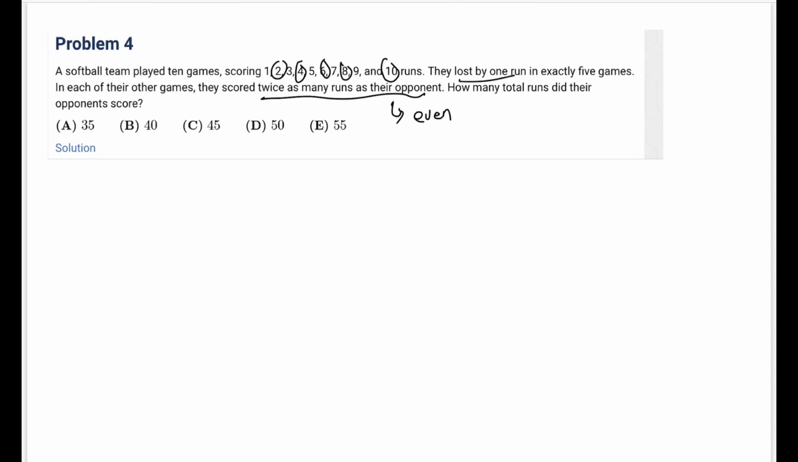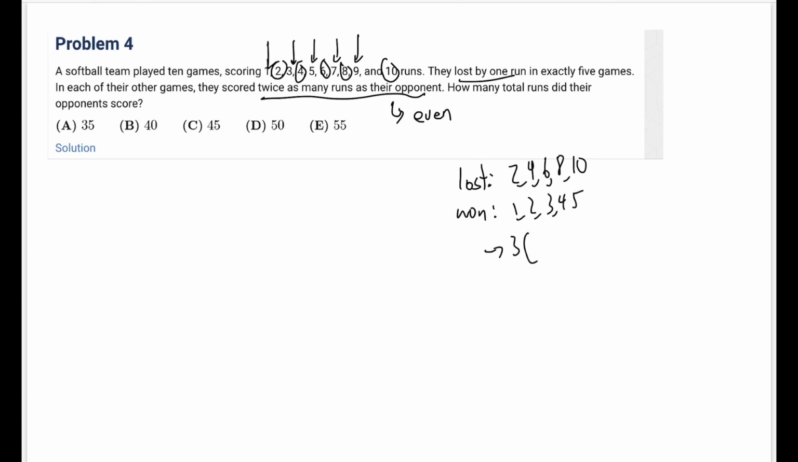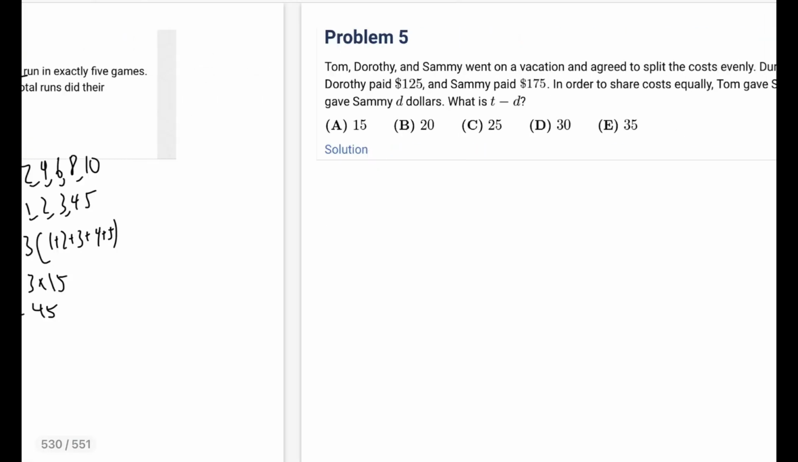and when they lost, they got 1, 3, 5, 7, 9 runs in, right? And so when the softball team lost, then the opponents got in 2, 4, 6, 8, 10, and then when the team won, the opponents got in 1, 2, 3, 4, 5, and so when it's added together, it's 3 times 1 plus 2 plus 3 plus 4 plus 5. This is 3 times 15 equals 45. It's C.